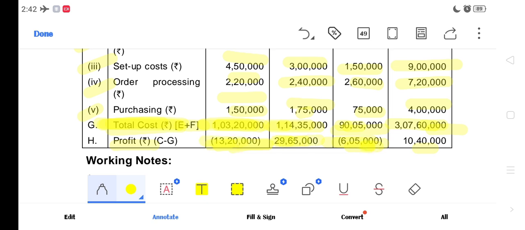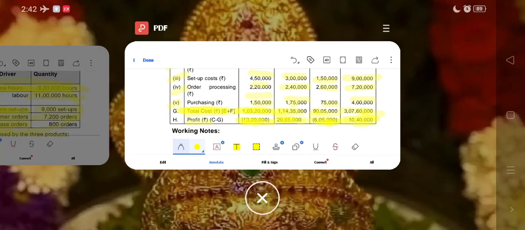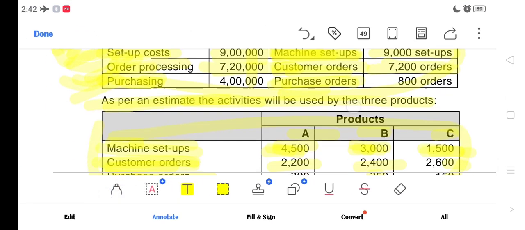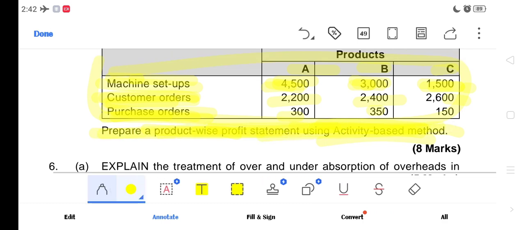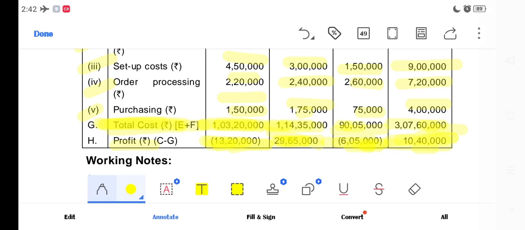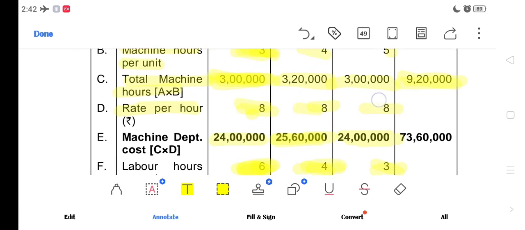For A and C we get a loss, and for product B you are going to get a profit. So the company gets a total profit of 10 lakh 40, and they have asked for product-wise profits. So we have provided them with the product-wise statement using ABC only. Done. So the next one is a theory question, guys.